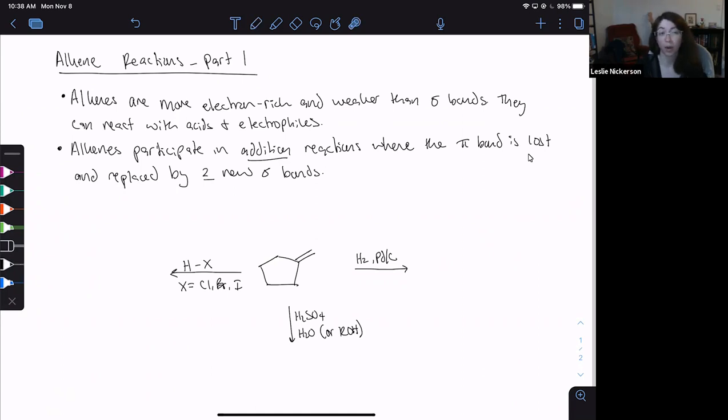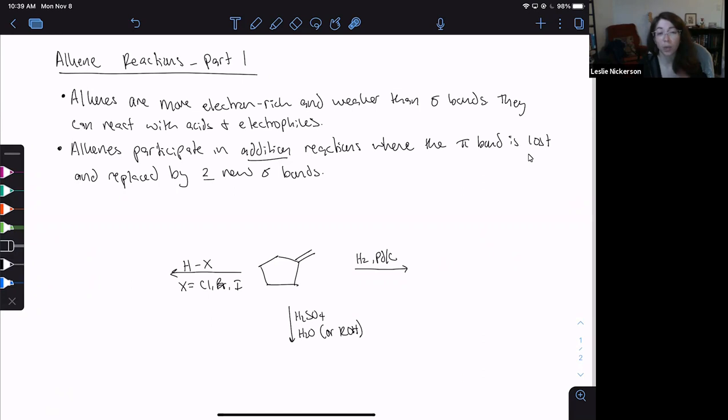So the things we need to keep in mind with alkene reactions is that alkenes are more electron rich, and they are also weaker and easier to break than a sigma bond is. So we're going to see them react with acids and electrophiles, that kind of thing. We're also going to see alkenes participate in addition reactions where the pi bond is lost and replaced by two new sigma bonds. So it's different than the reactions we talked about so far, where we've got substitution, we've got elimination, we've got acids and bases.